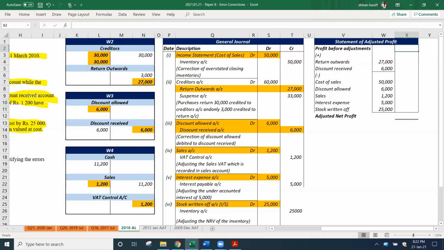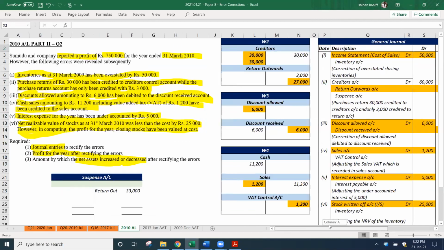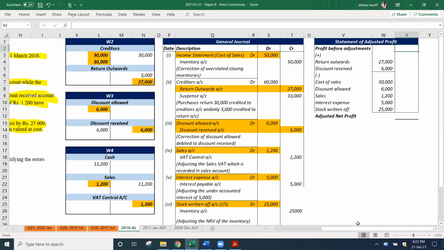So profit before adjustment, which was given in the question, 750,000 plus 33,000 minus 87,200. So the adjusted profit is 695,800.